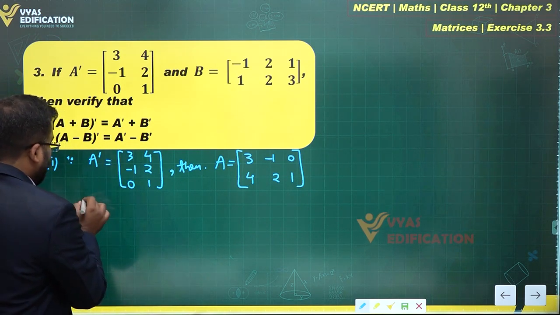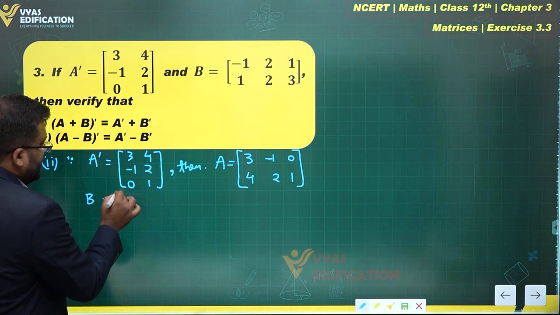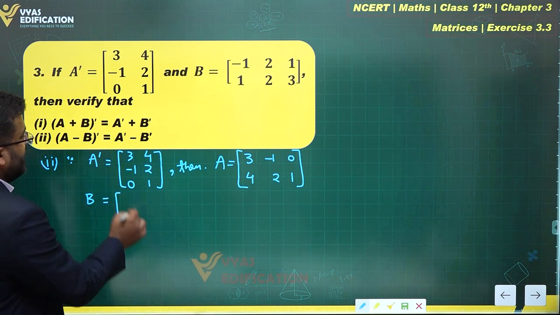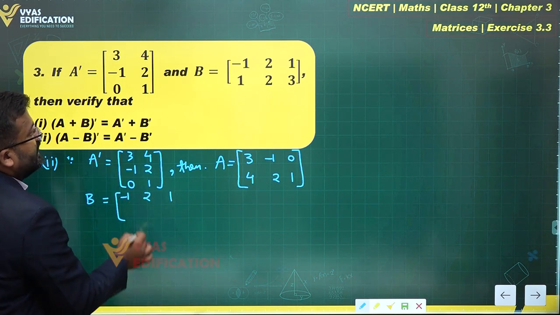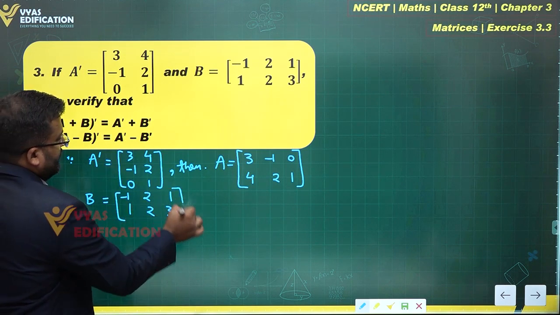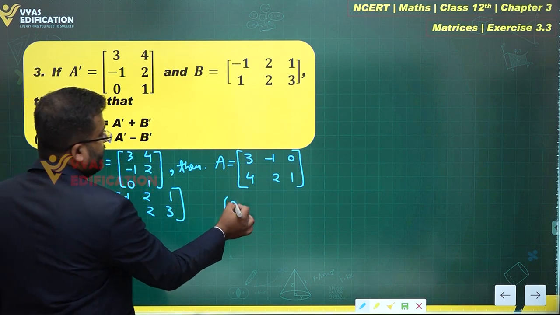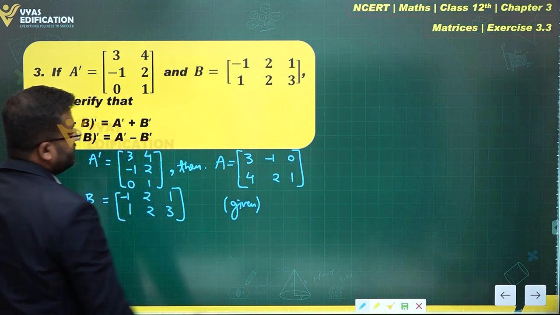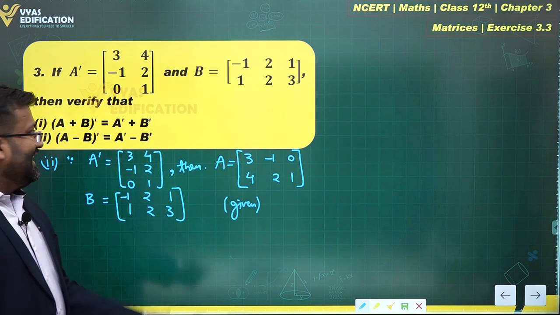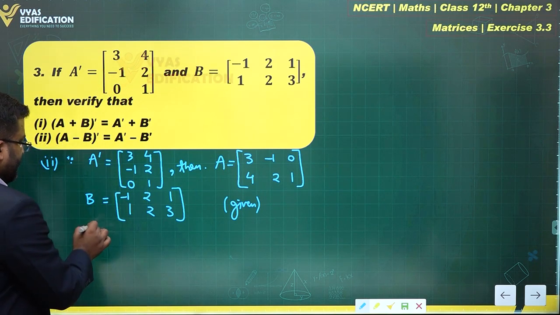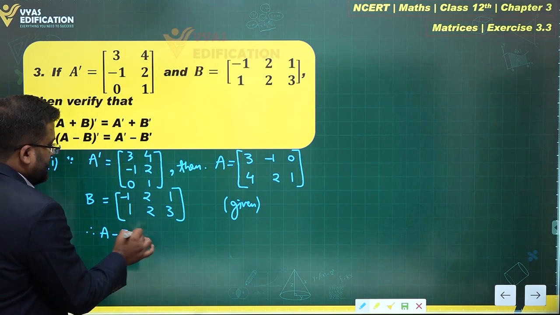And matrix B is already given. Matrix B is already known to us. This is minus 1, 2, 1, 1, 2, 3. This matrix is already given to us. Okay. Can we find A minus B very easily? Yes. Therefore, A minus B is equal to what?